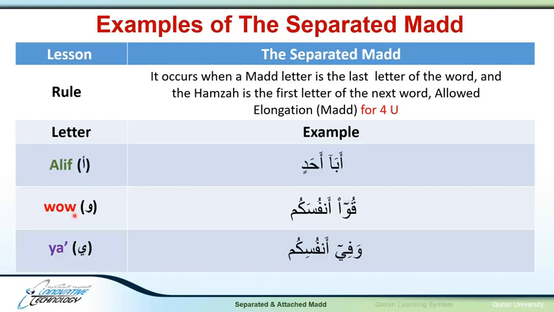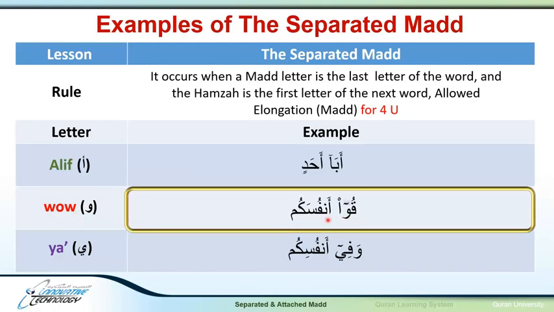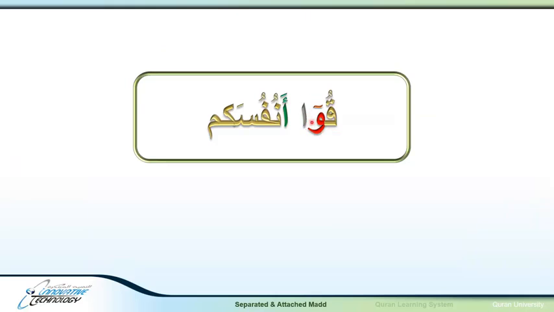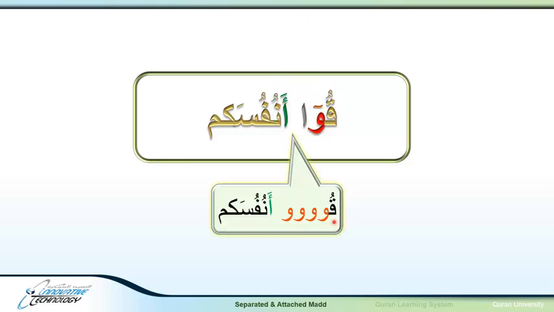Now the next example is related to the waw. "Qu anfusakum". We again remember that the alif here is written but it's not pronounced, so it's not "quwa", it is "qu". "Qu anfusakum". So we have the waw at the end of the first word and the hamza at the beginning of the second word. It's an example of separated mad, and the rule is optional extension or lengthening for 4 units. We can say "qu anfusakum", or keep it shortened for only 2 units.